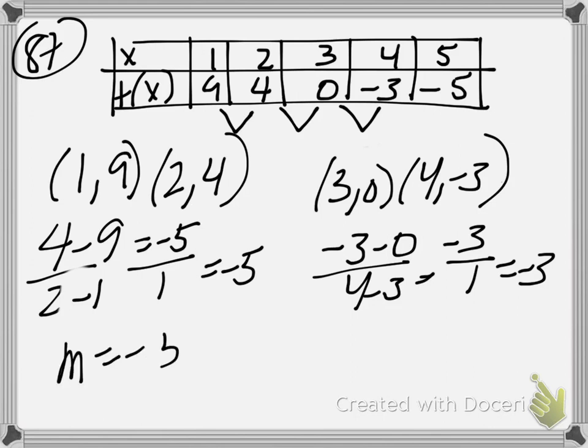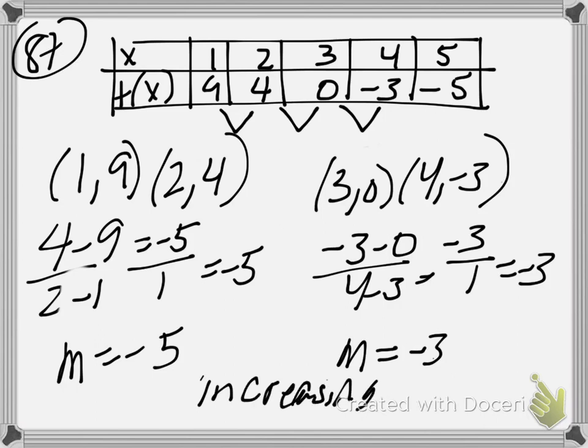So what's happening as we're moving along this function? First my slope was -5, then my slope was -3. So what's happening to the slopes? Those slopes are increasing, right? Because -3 is bigger than -5. So our 2 choices were A and B, and the one that's increasing is B, and that was the answer.